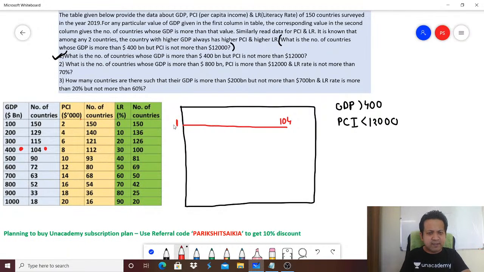Total how many countries are there? Remember, the total number of surveyed countries is 150. So let's say I will take this as country 1 and this as country 150. I'm ranking the countries: 1, 2, 3 and so on. So I can assume that these are the richest countries of the world, hence they are ranked number 1, and these are the poorest countries of the world, hence they are ranked at the very bottom. A total of 104 countries in the world have GDP greater than 400, so these must be the top 104 countries of the world.